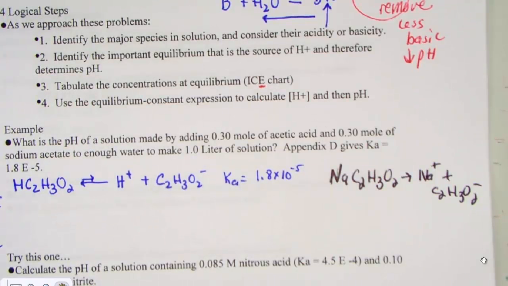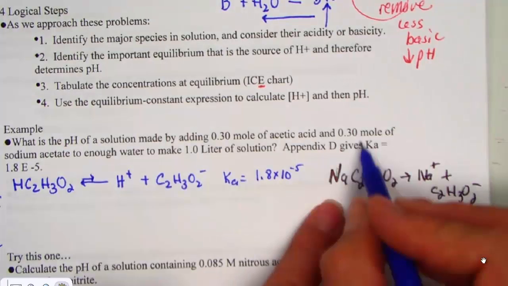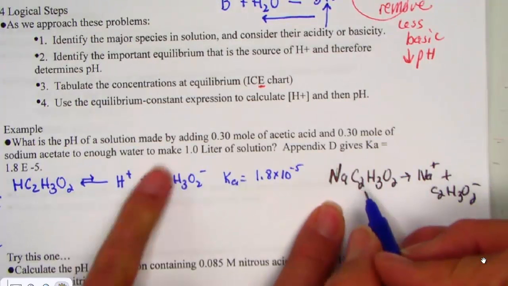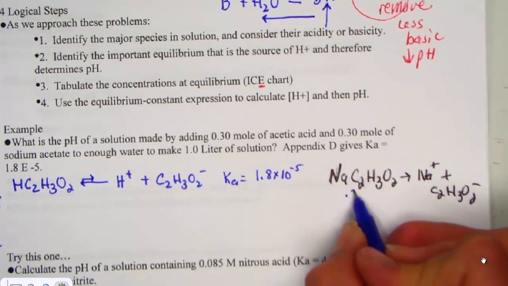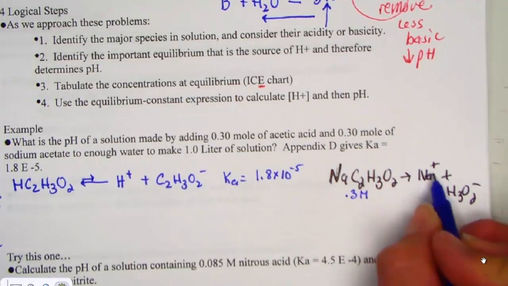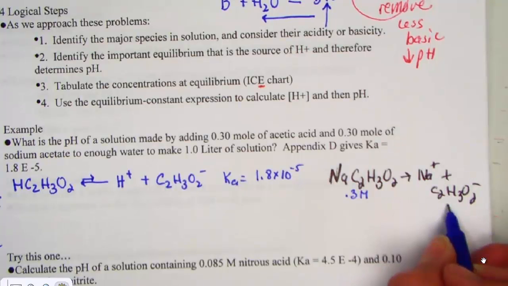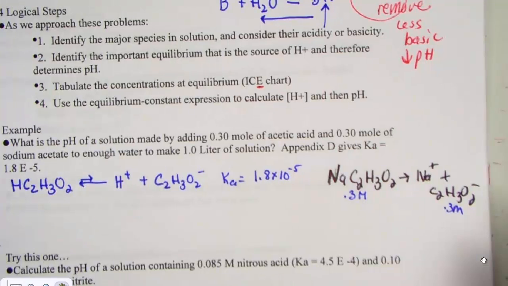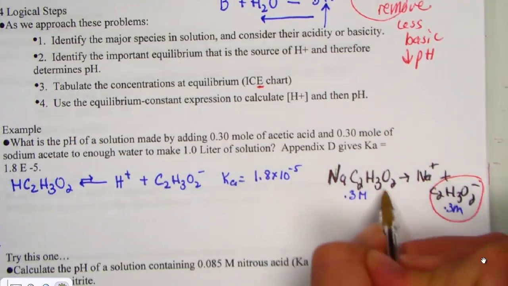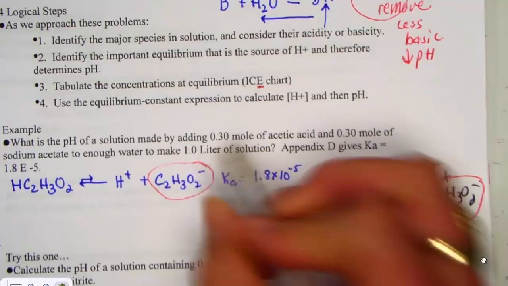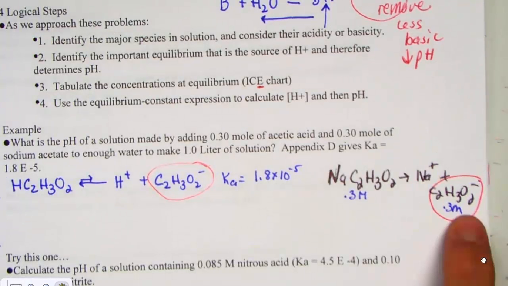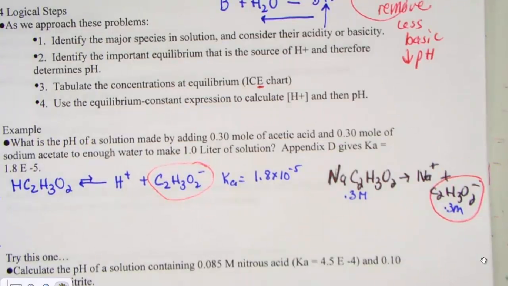Here's what we know. Sodium acetate, 0.3 moles in 1 liter, that's 0.3 molar. When it dissociates, we get 0.3 molar sodium ions and 0.3 molar acetate ions. Of course, this is the ion we have in common with the equilibrium of the acid. This is the concentration we know to be of the acetate ion.